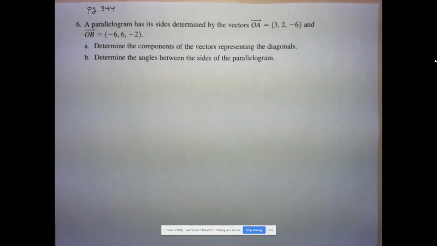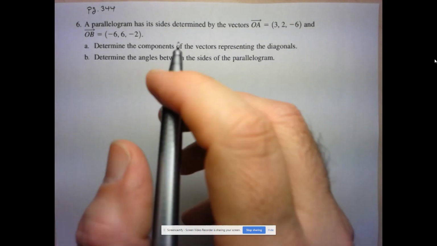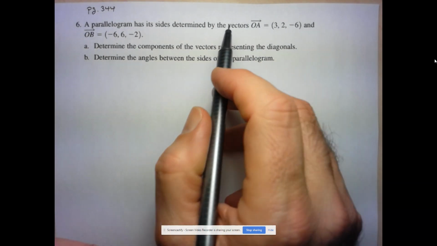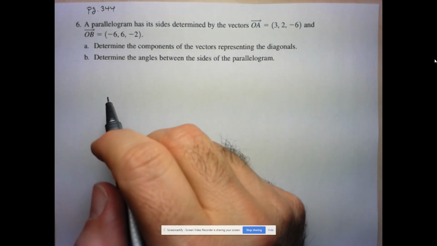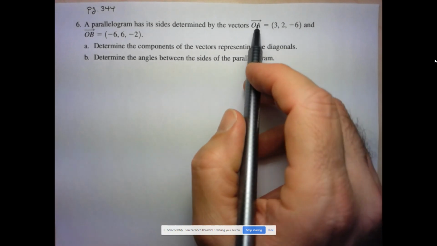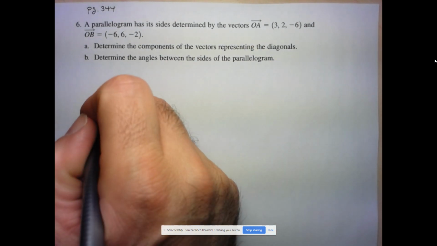Hi folks, we're going to take a look at number 6 from page 344. So it's a parallelogram question, but it's given a little differently than the ones we've seen so far, where they've given us 3 points, and then from there we create vectors. Here they're actually giving us the specific vectors that are forming two sides of this parallelogram. Okay, and remember that O here represents the origin.